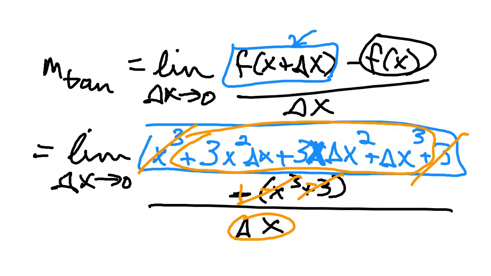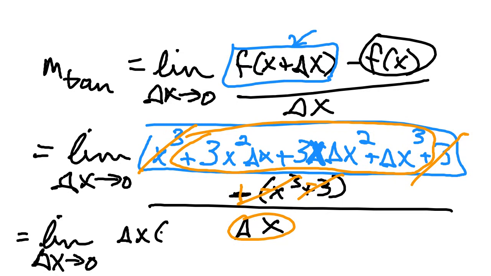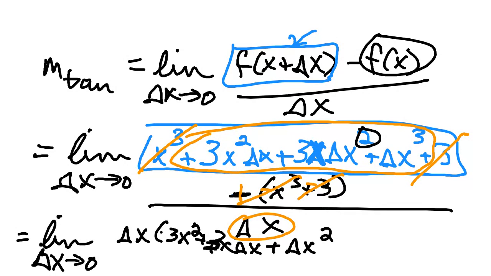And so if I do that, now I'm going to have the limit as delta x approaches 0. So once again, I haven't done that yet. But I'm going to factor out a delta x on top, and I'm left with 3x squared plus 3x times delta x, right? So I still have, because that was delta x squared, so I still have a delta x for that one. And then plus delta x squared. And then all over delta x.